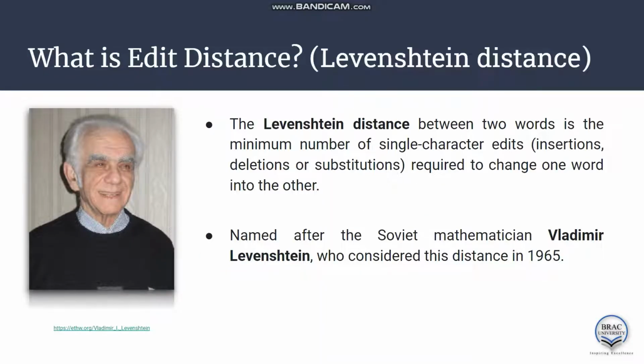What is the edit distance or the Levenshtein distance? The Levenshtein distance between two words is the minimum number of single character edits required to change one word to another. It was named after the Soviet mathematician Vladimir Levenshtein, who considered this distance in 1965.